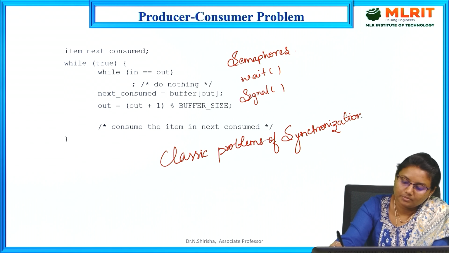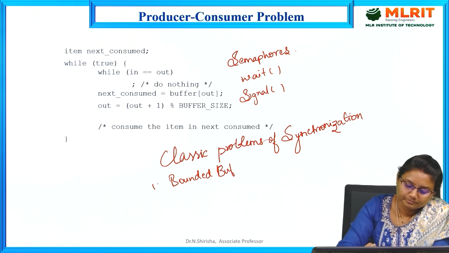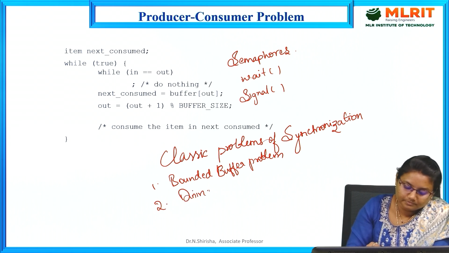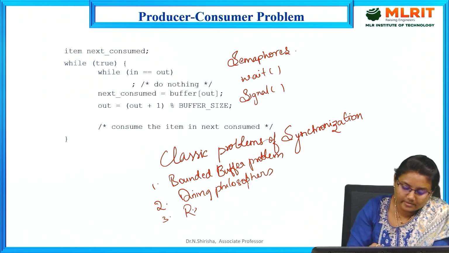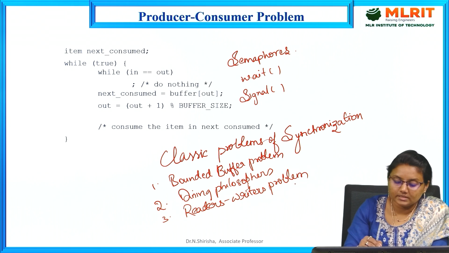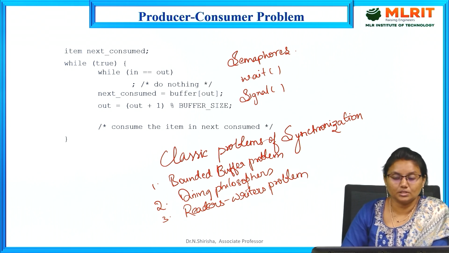So what are the classic problems of synchronization? One is the bounded buffer problem. Then the dining philosophers problem. Then the readers-writers problem. All these 3 classic problems of synchronization will be implemented with the help of this producer consumer problem.